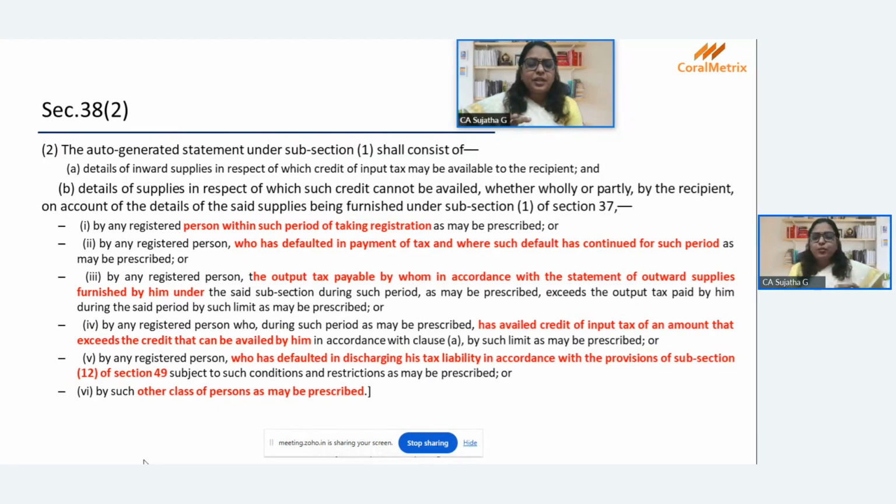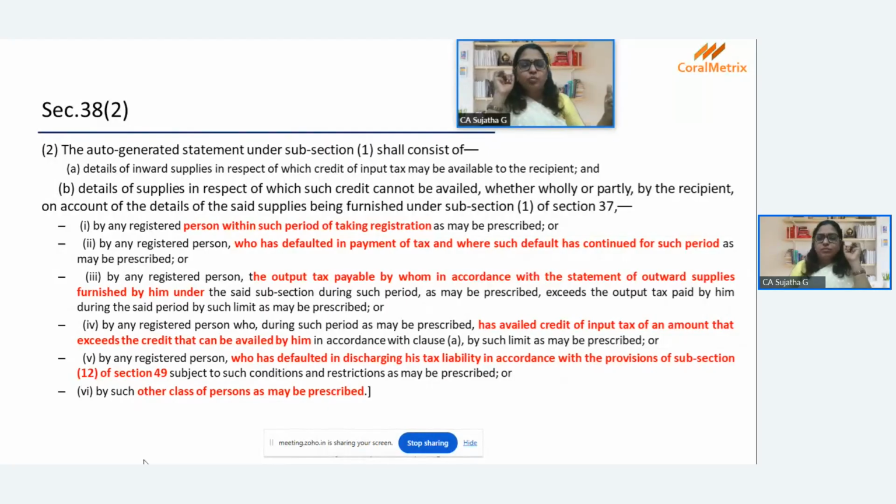...has availed credit of input tax credit of an amount that exceeds the credit. Next is even more. If he has availed input tax credit much more than what is appearing on his 2B, say for example, you have a supplier, right? He has supplied to you, right? But you are eligible to take the input tax credit if it appears in your 2B.